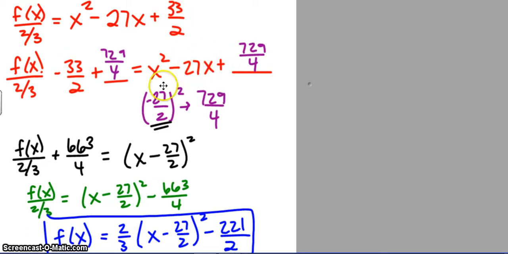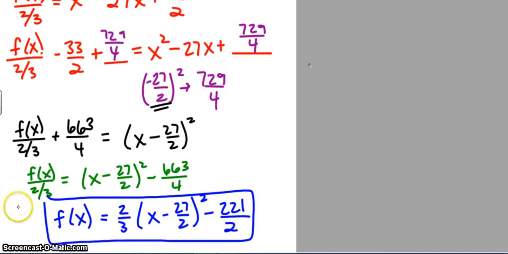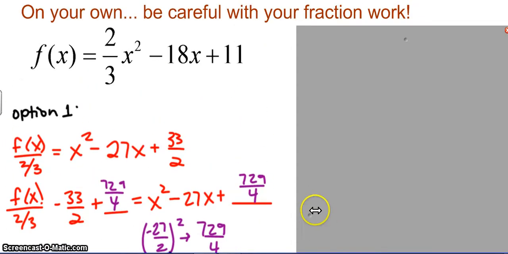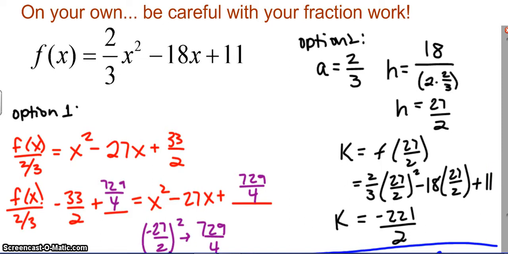Complete the square, you're going to take negative 27, divide it by 2, square it, you get 729 over 4. Add it to both sides. Again, calculator for the fraction work. It can do the work for you, let it. This number is what goes in your binomial squared. I subtracted the 663 over 4 to the other side, and multiplied everything through by 2/3, and this was my final answer.